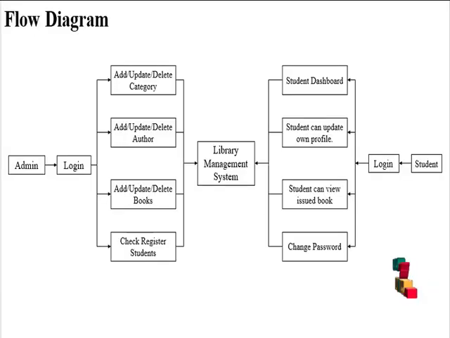This is our project flow diagram. Our project is a library management system. We have two users, one is admin, another one is student. Admin is a person who monitors the whole system, and here are the admin's actions.